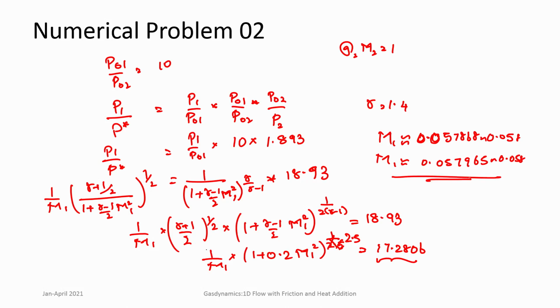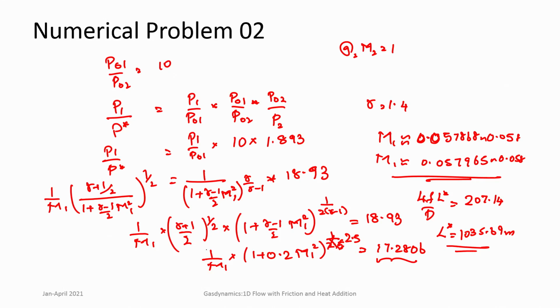So, this is known. So, once you know this, you can get L star by finding out what is 4FL star by D for this Mach number. This turns out to be 207.14. Therefore, L star is 1035.69 meters. So, any length which is smaller than this L star will not have a choked flow.